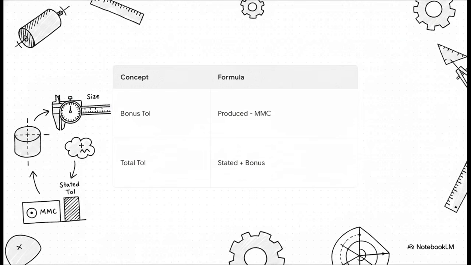Then to find the total available tolerance for your part, you simply take the original stated tolerance from the feature control frame and add your newly calculated bonus tolerance right to it. This new combined number is the true functional tolerance zone your part's axis is legally allowed to drift within.